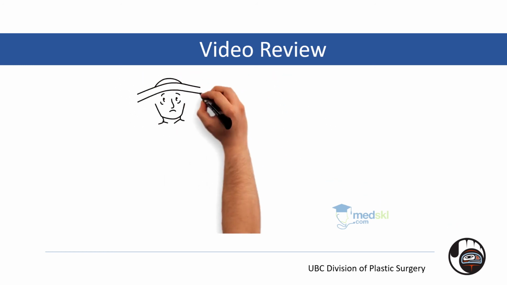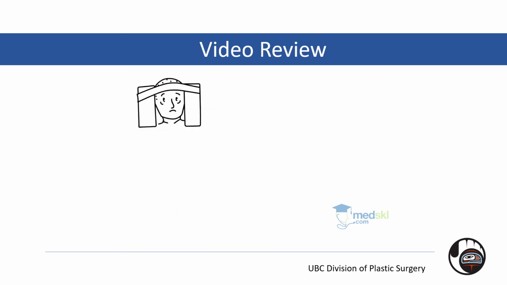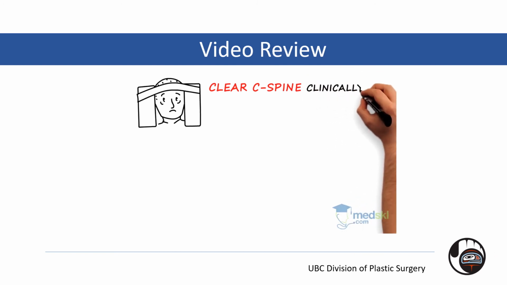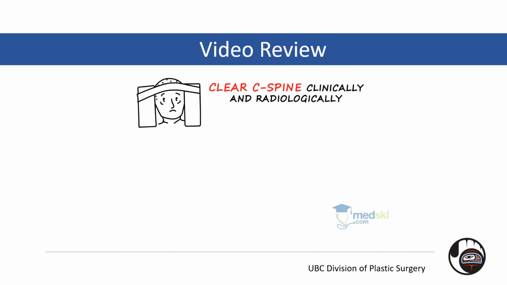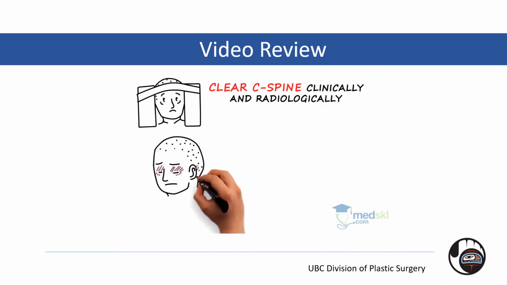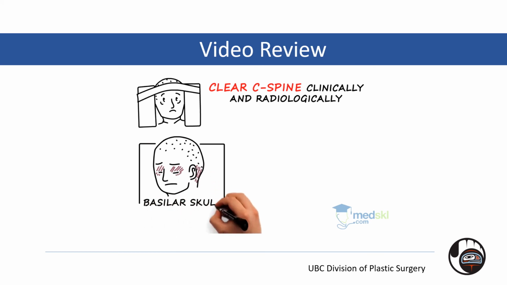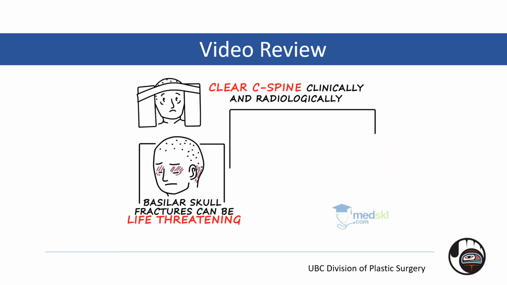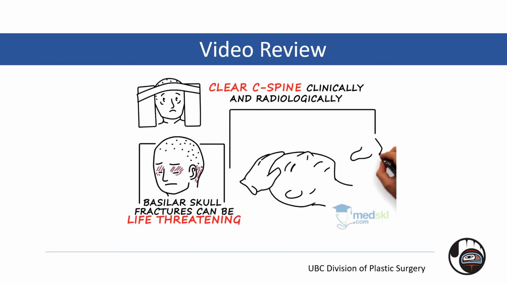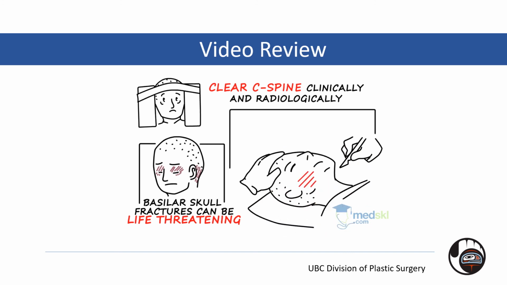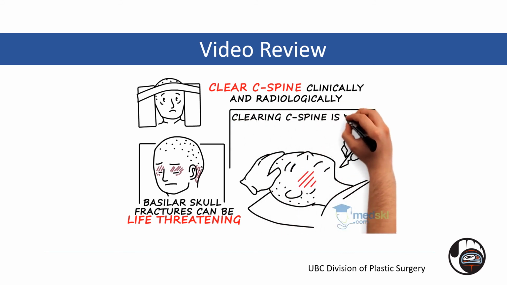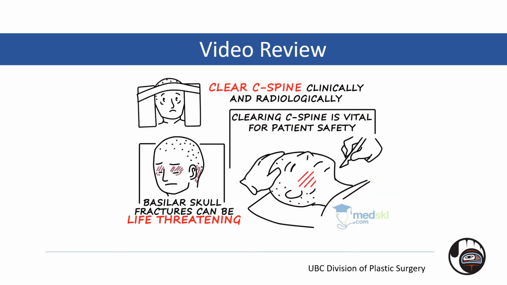After the airway has been protected, the second most important thing in relation to facial injuries is to clear the C-spine both clinically and radiologically and to rule out a skull fracture. Basal skull fractures can lead to significant intracranial trauma, which can be life-threatening. In addition, the operative management of facial injuries requires manipulating the head. Making sure there is no C-spine injury prior to surgery is vital to the safety of the patient.